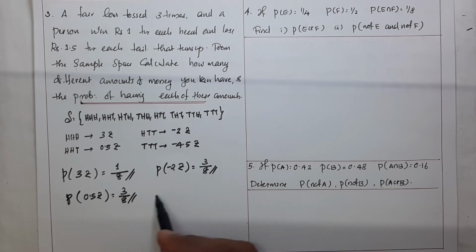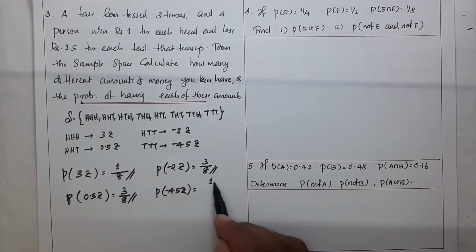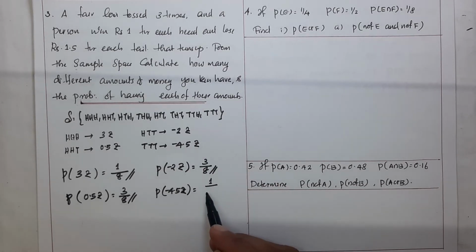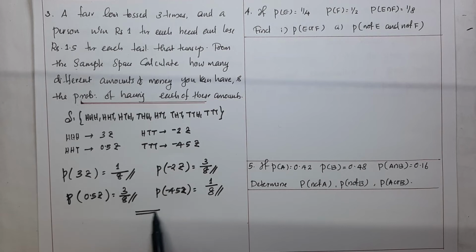And last is minus 4.5 rupees. That is 4.5 loss when 3 tails come. There is only one element which contains minus 4.5 rupees. That is 1 divided by 8. Its probability is 1 divided by 8. That's all. Here, set the amounts and find the corresponding probability. Okay.